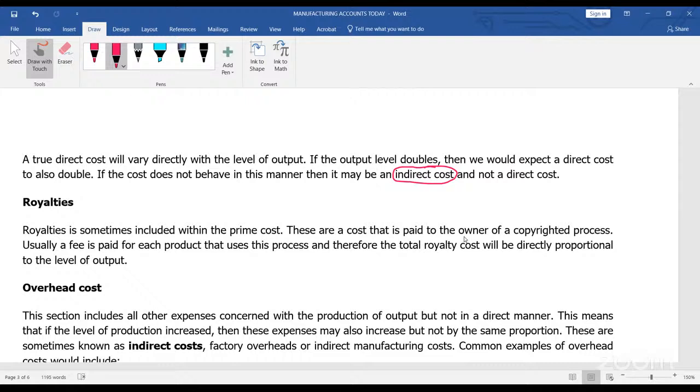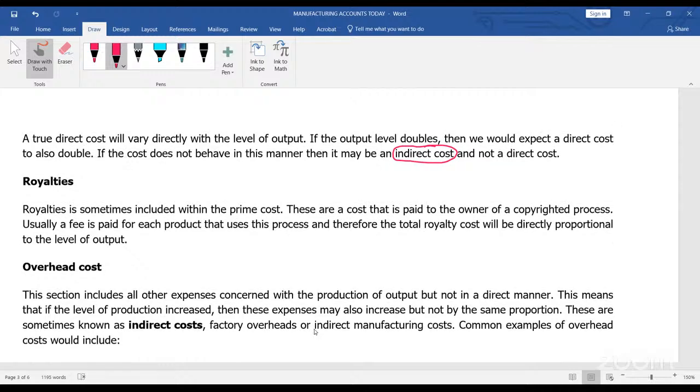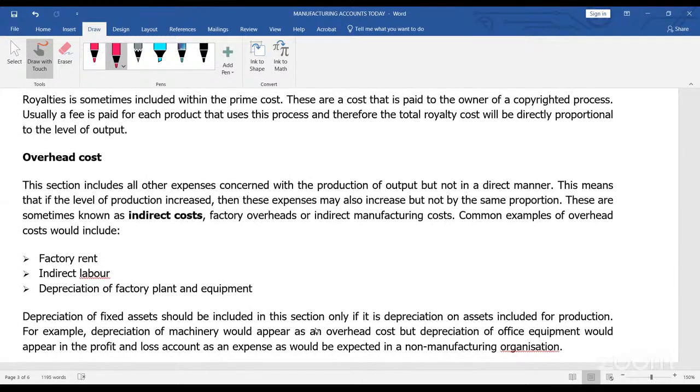Those are the royalties. Overhead costs, we have already talked about this, and I've told you that overhead costs are those expenses that are concerned with the production of output, but not in a direct manner. They don't vary with the level of production. We cannot directly trace them to a particular unit that has been produced, so they are indirect costs. All indirect costs are referred to as overheads.